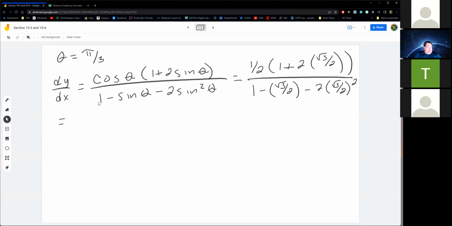So we've got 1/2, 1 plus the square root of 3, over 1 minus the square root of 3 over 2, minus 3/4. No, 3 over 2.